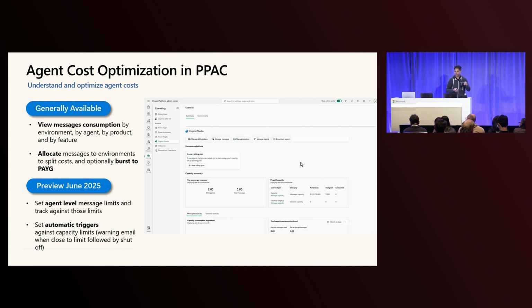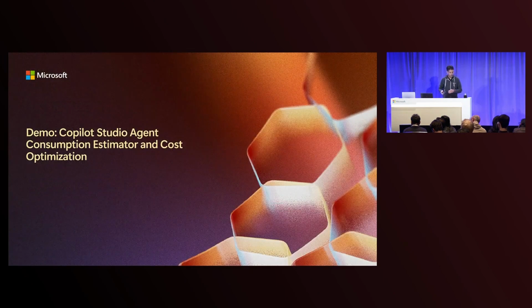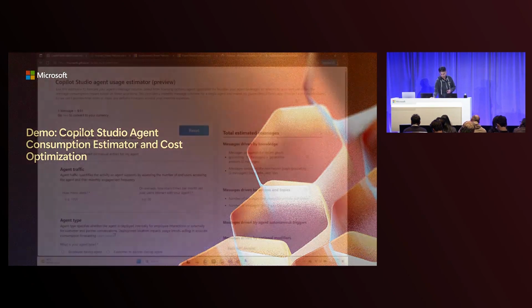Coming soon, in June, in preview, we are going to have the ability for you to actually set agent level consumption limits. And when those limits are hit, you can either send yourself a notification or you can actually have the agent automatically stop working and shut down. So to take a look at what that looks like, let me click over to a demo. There we go. All right, I will flip over to the demo screen here.